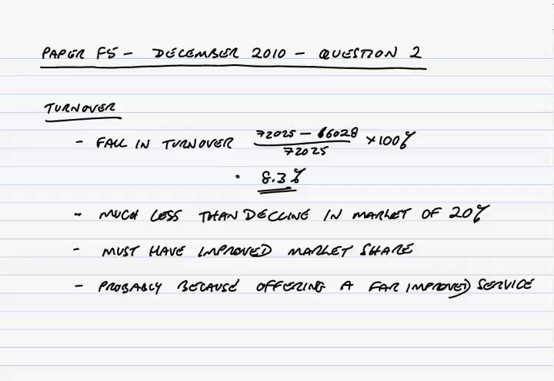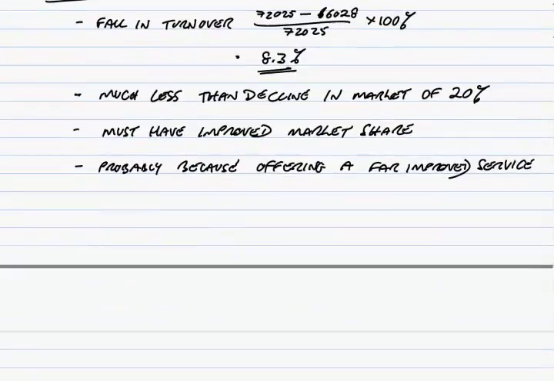And so things don't look too bad there. It's clearly bad that the market in general's fallen by 20%, but there's not much we can do about that. But we have done well in that we've gained market share, almost certainly due to people being aware we're offering an improved service. Anyway, that's more than enough there. Let's turn to the next heading, cost of sales.